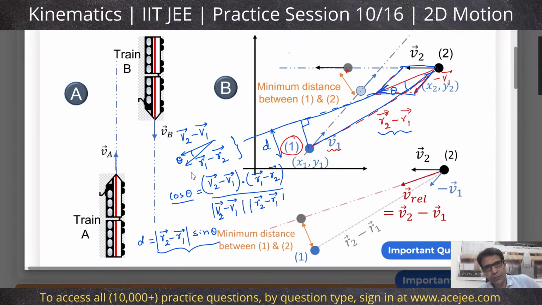And sir, R2 minus R1 is what? R2 minus R1 is the position vector of 2 with respect to 1 at time t equals 0. At time t equals 0, where is 2 with respect to 1? It is at a distance of the magnitude of the R2 minus R1 vector. Right? Okay. Yes, sir, got it.